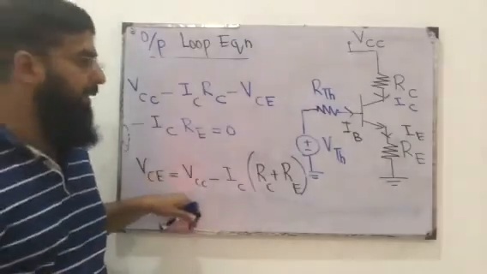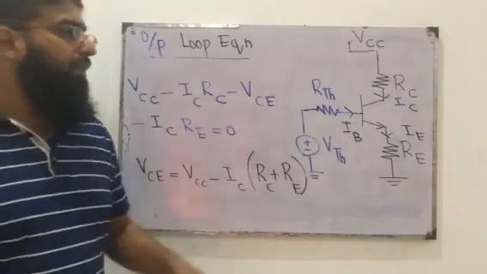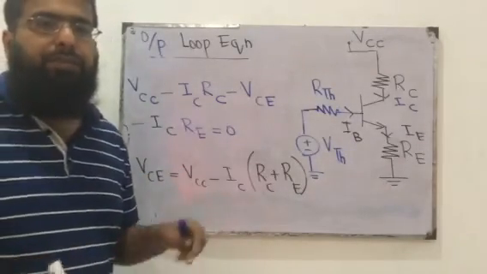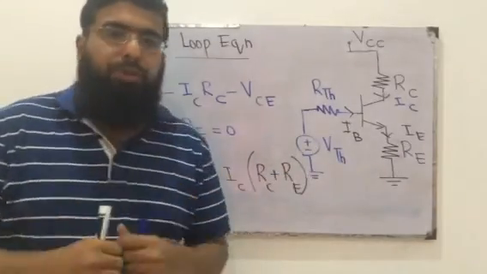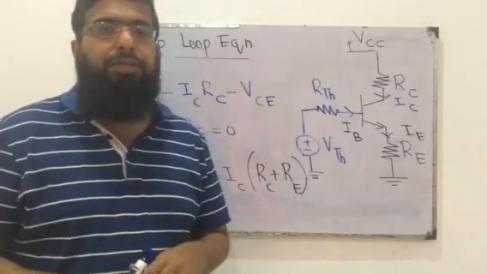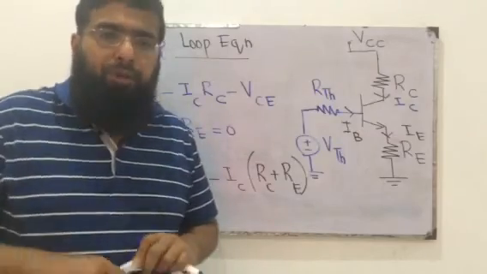So this is how we have computed IB, IC and VCE for this voltage divider bias circuit using the exact method. In the next lecture, we will study the approximate method.